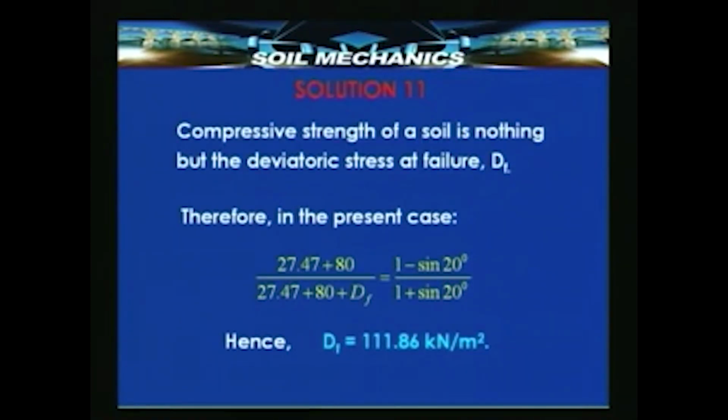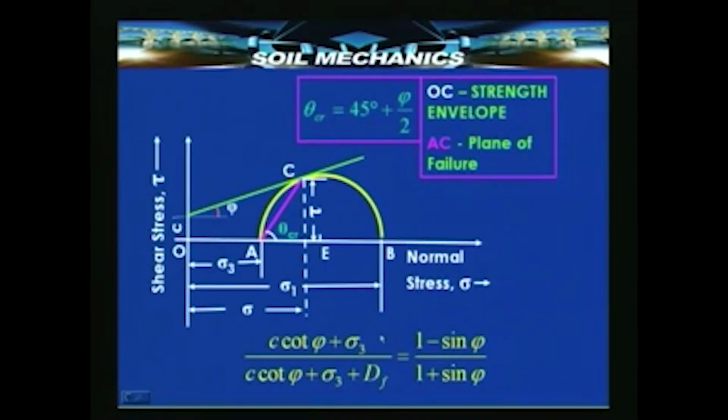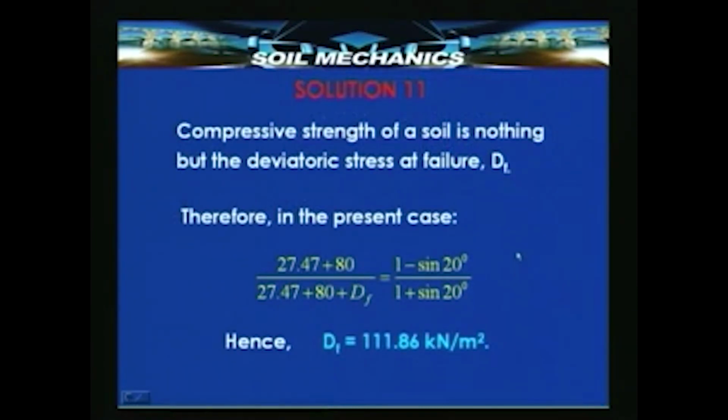Compressive strength of a soil is nothing but the deviatoric stress at failure, df. So, straight away from this equation the unknown df can be calculated because sigma 3 is known, phi is known and C is known. So, if you substitute the known values, you will find that C cot phi is nothing but 27.47. This is sigma 3, C cot phi plus sigma 3 plus df. So, this is equal to 1 minus sin 20 by 1 plus sin 20, where 20 is the angle of internal friction which is known. This gives us df equal to 111.86 kilonewton per meter square. That is the compressive strength of the soil sample.